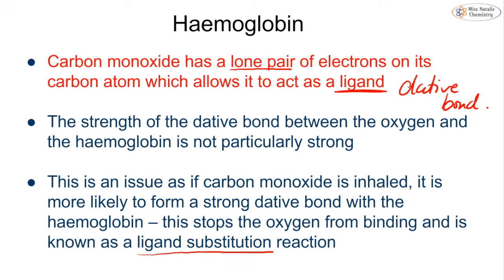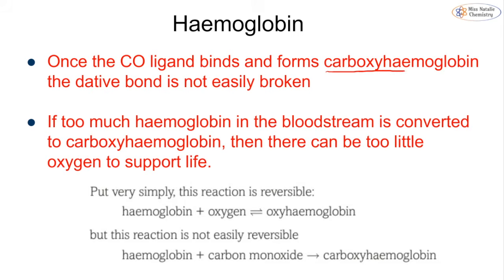So we have the oxygen that would normally be attached being removed and the carbon monoxide taking its place. And once the carbon monoxide binds, it is not easily broken. So this forms our carboxyhemoglobin, and it is an extremely strong bond. And as soon as that strong bond is formed, that haemoglobin can no longer carry oxygen. And if we get too much haemoglobin in our bloodstream being converted to carboxyhemoglobin, essentially there is not enough to be carrying oxygen to support life. In other words, that would be fatal.